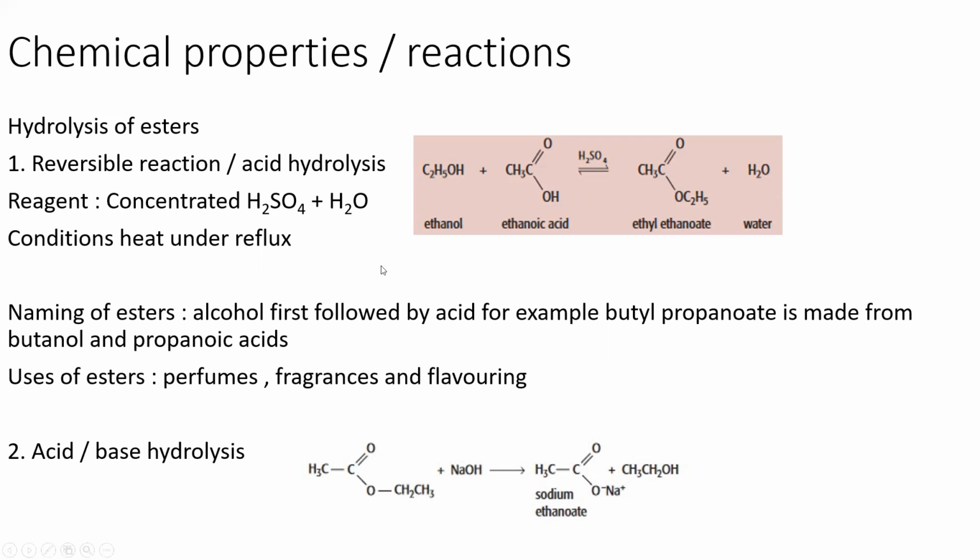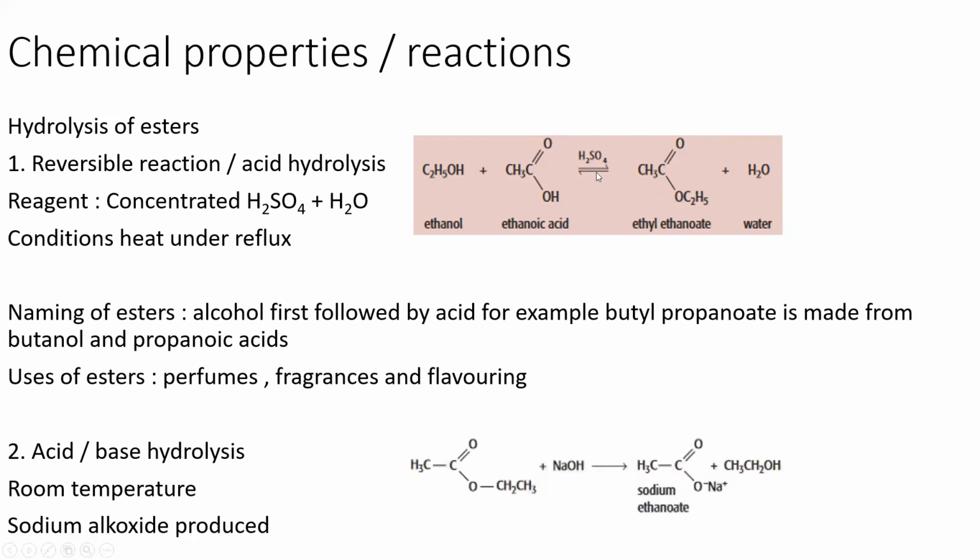Since it is a reversible reaction, you can add the ester and water together and provide an acidic environment, say concentrated H2SO4 as well, for the backward reaction, then heat under reflux, and you'll produce the methanol and ethanoic acid back again. For naming esters, take note that the alcohol is named first, followed by the acid. For example, butyl propanoate is made from butanol and propanoic acid. Esters are used for perfumes, fragrances, and flavoring.